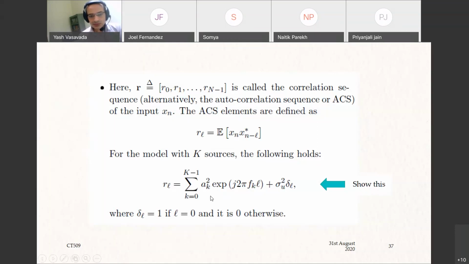Now, a few things I can say. Let us plug in L equal to 0, meaning that I am just taking the expected value of x[n] times x[n] conjugate. When I do that, I'm just going to get the variance of x[n], equivalently the power of the input signal. If I plug in L equal to 0, this exponential function becomes 1. And so as R of 0, I'm going to get the summation of a_k squared plus sigma_u squared.